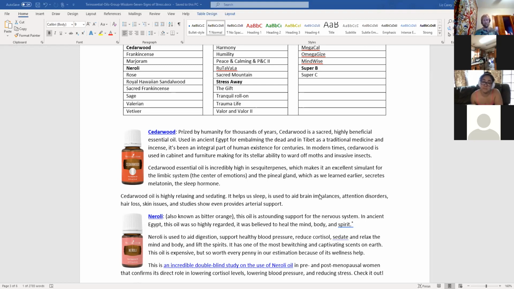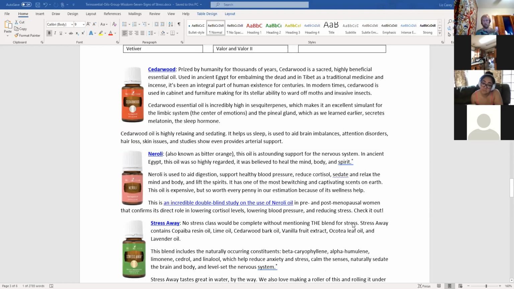Another oil we're going to talk about is neroli. I don't know if you guys have ever smelled this, but this is the most bewitching, amazing oil. It's not cheap. It's like $111 or something for this little bottle. So I got it with my ER points. I saved up for this bad boy because I was like, I'm doing this.